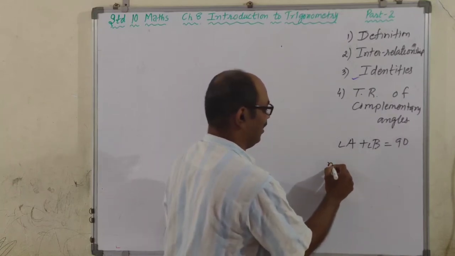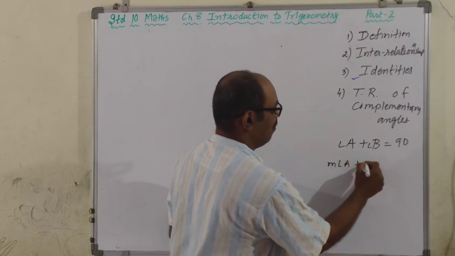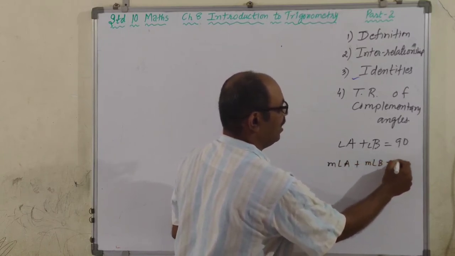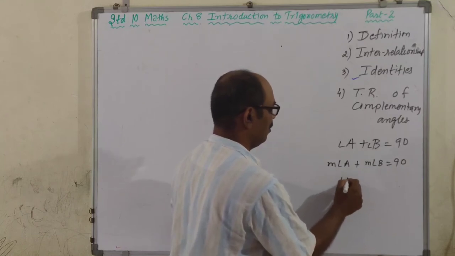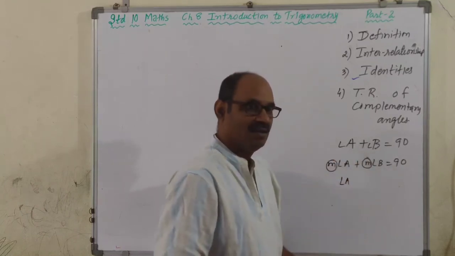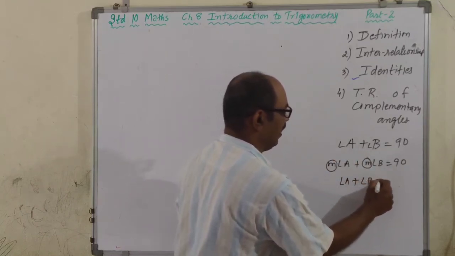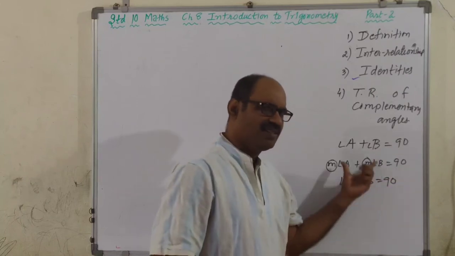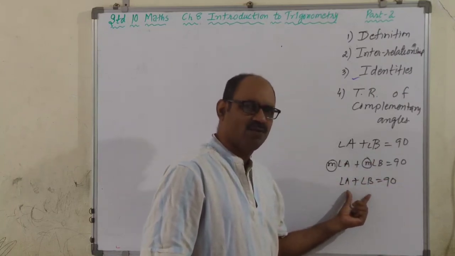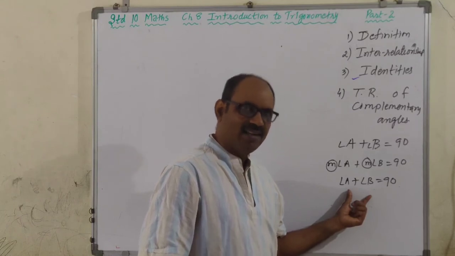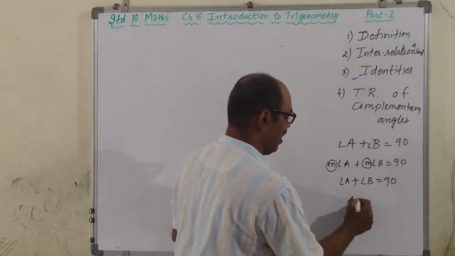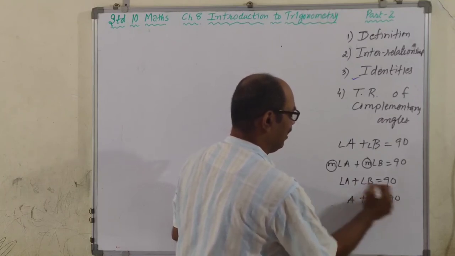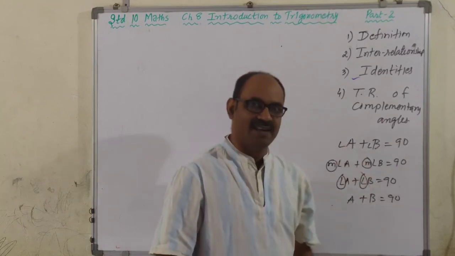Originally we used to write like this. Measure of angle A plus measure of angle B is equal to 90. Then in NCERT book, this measure word is removed. Angle A plus angle B is equal to 90, which means the same. The total measure of two angles is 90. Now in trigonometry we are making it still easier. A plus B is equal to 90. Even this symbol of angle is removed.